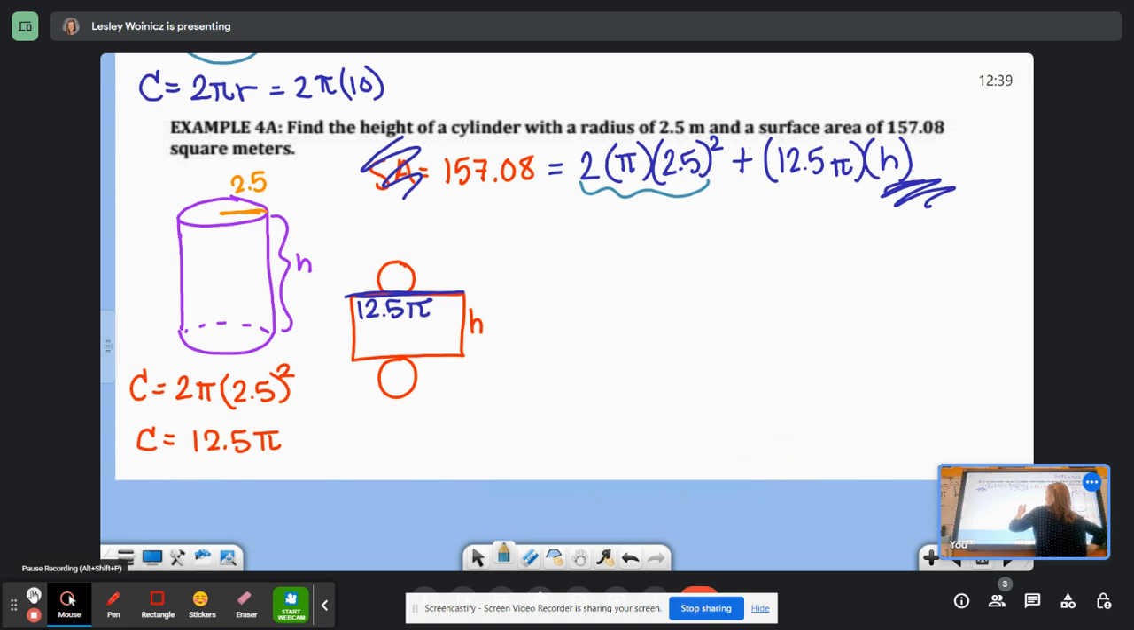2 pi times 2.5 squared. Oh, I should not have squared this. I messed up our circumference. It's just 2 pi r. So 2.5, this should just be 5 pi. I'm sorry, guys. I had a brain fart. My lunch made me a little bit dumb. Okay, let's fix that. That would be 5 pi.